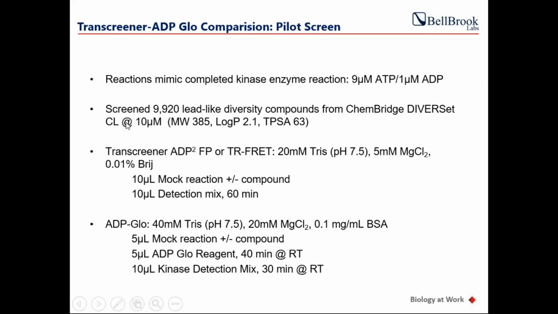We've actually used it for a couple of screens internally, and it's been filtered for things like PAINS and reactive compounds and all that. The reaction conditions, we're using the manufacturers' recommended buffers, which are actually very similar. We use Brij, they use BSA, but other than that, the reaction buffers are pretty similar. And again, the protocols are somewhat different. We set up a 10 microliter mock reaction plus or minus compound, add 10 microliter detection mix. They have the 5-5-10 format.